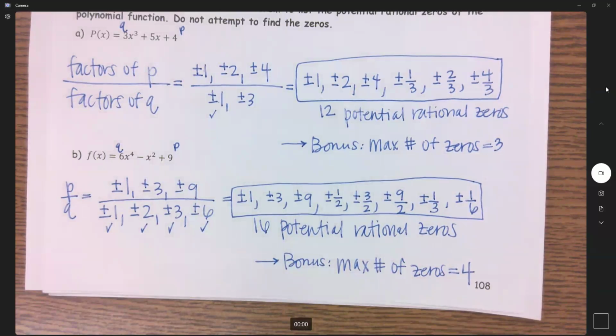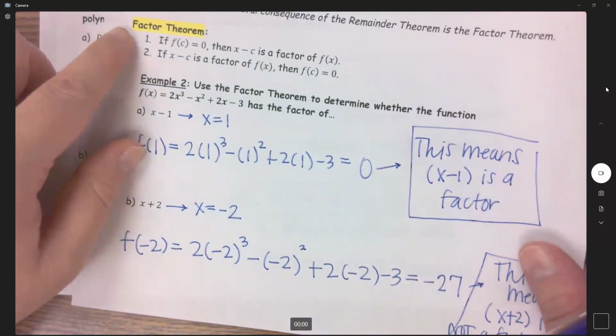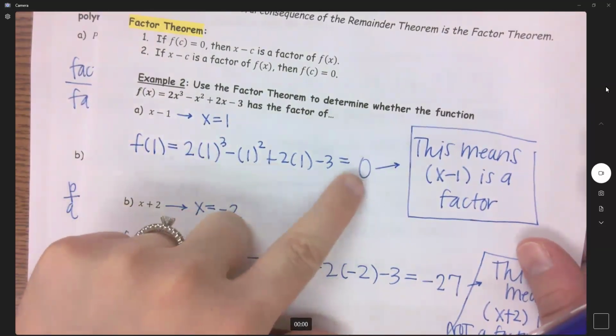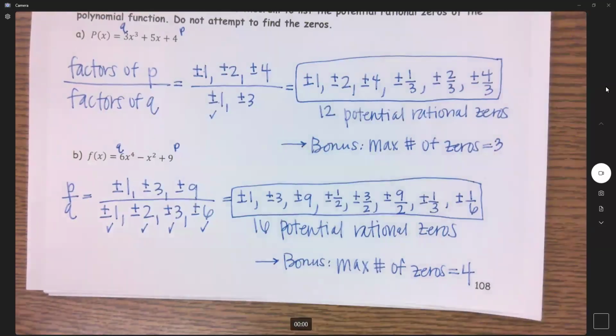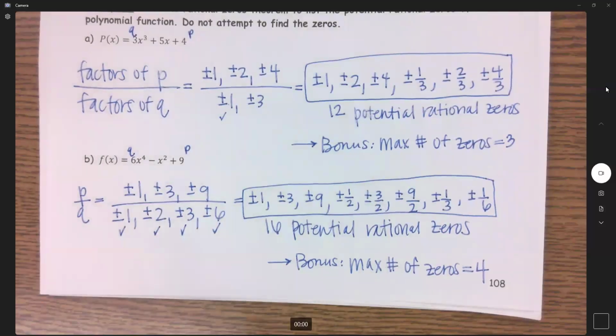So again, if I didn't have a calculator, I would then apply my factor theorem and plug in those 16 numbers and see if I ever get a 0 when I substitute those in to this equation.